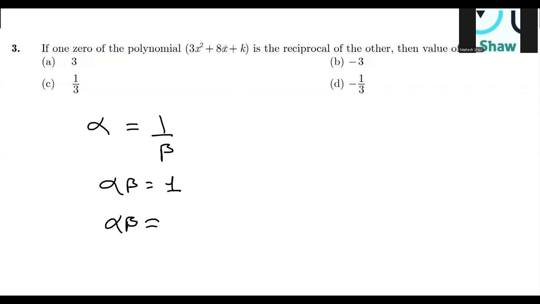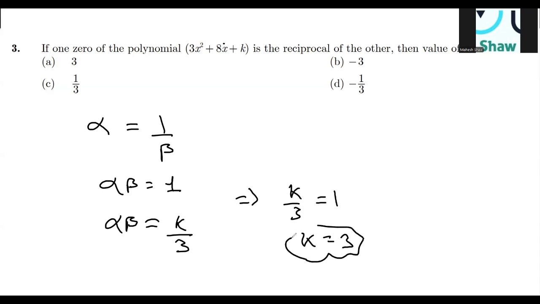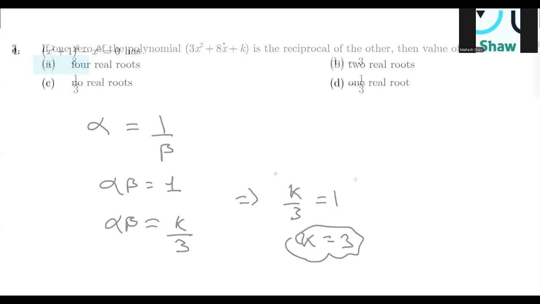Right, it is equal to c, and what is c here? c is k and a is 3. So it's going to be c by a, that is k by 3. Now equating these two, we can say that k over 3 is equal to 1. So by cross multiplication, k comes out to be 3. So we can therefore say that the correct answer for this will be option A, which is k is equal to 3 in this case.